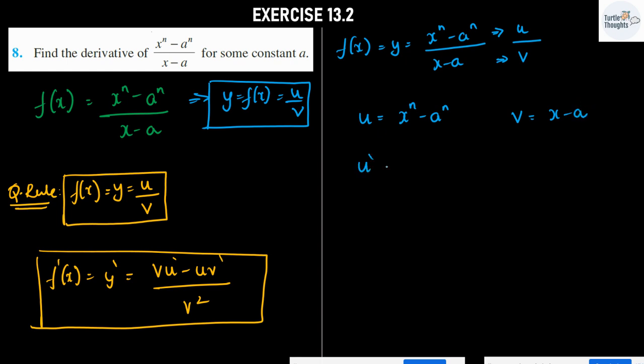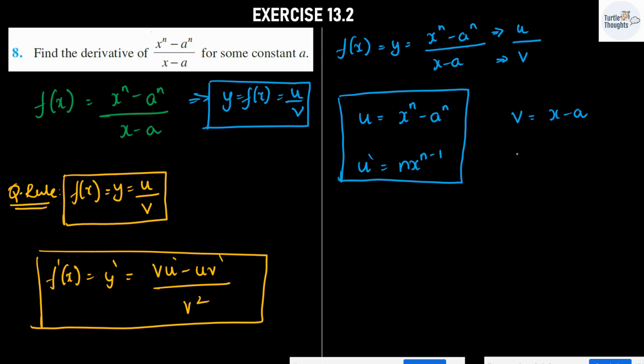u dash is going to be the differential of u with respect to x. The differential of x raised to the power n is going to be equal to n x to the power n minus 1. Since a raised to the power n, a is a constant, the differential of a constant is going to be 0. That is the reason why I will not be considering the differential of a raised to the power n. Anyway, it is going to be equal to 0.